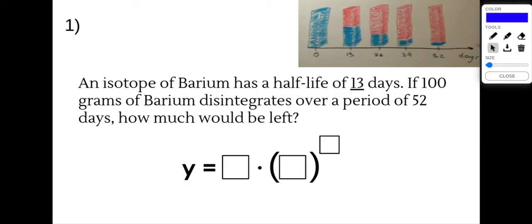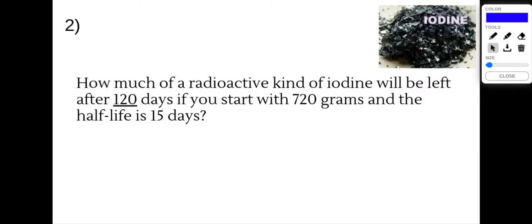All right, let's try another one. Here we have a radioactive kind of iodine. It says how much of a radioactive kind of iodine will be left after 120 days if you start with 720 grams and the half-life is 15 days.